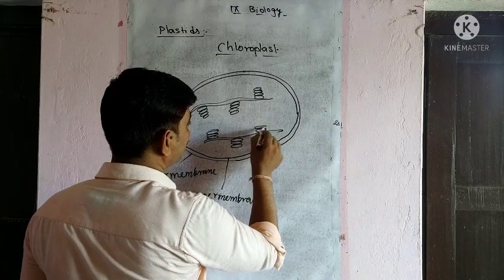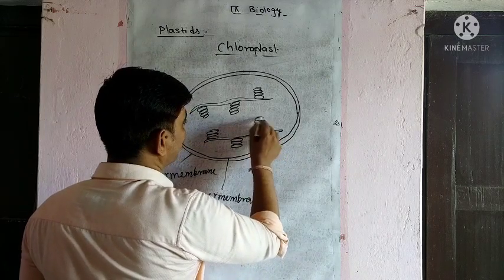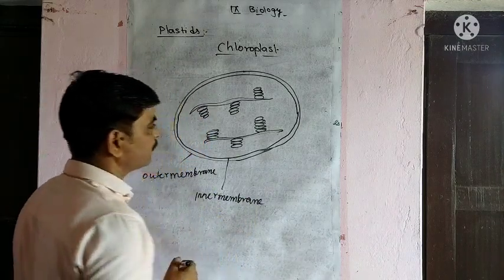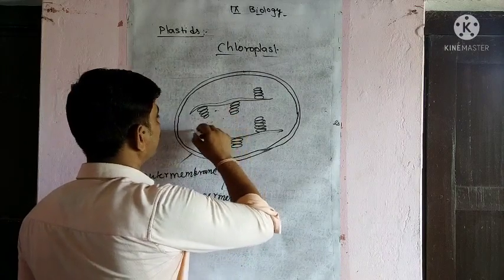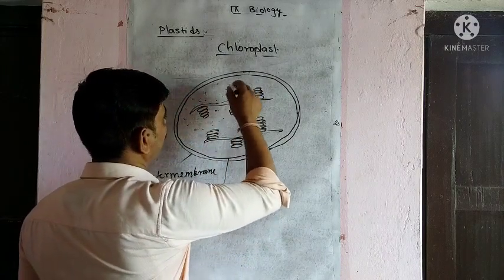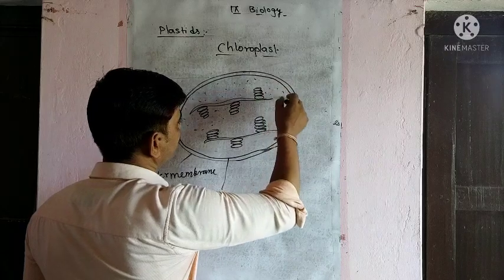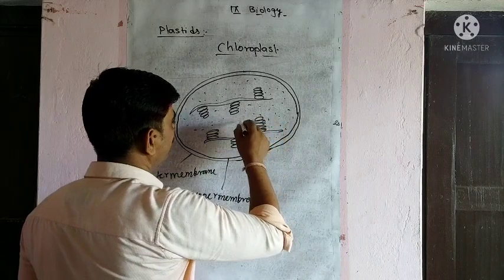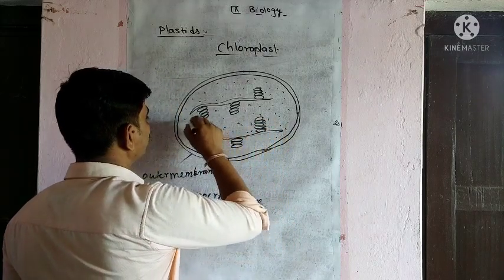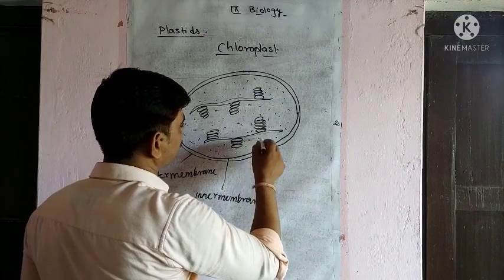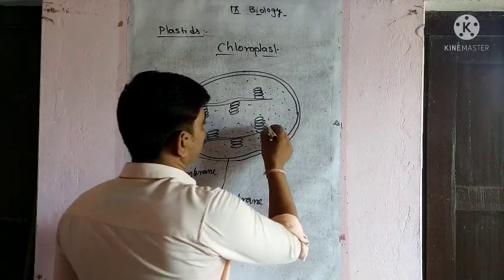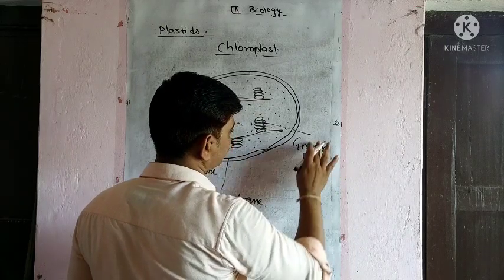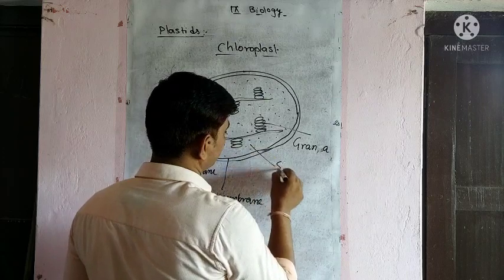These lamellae are arranged one over another in a heap-like structure called thylakoids, and these thylakoids collected in heap form are called grana. One of these is called a granum. Okay, grana is the plural and granum is the singular. This is the matrix. This heap-like structure is grana and this is stroma.